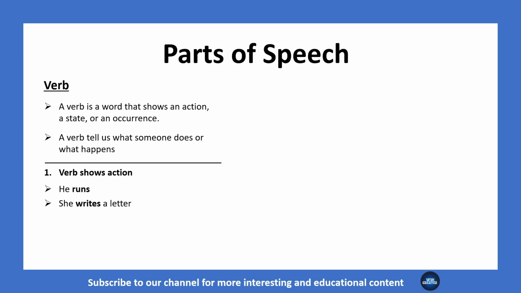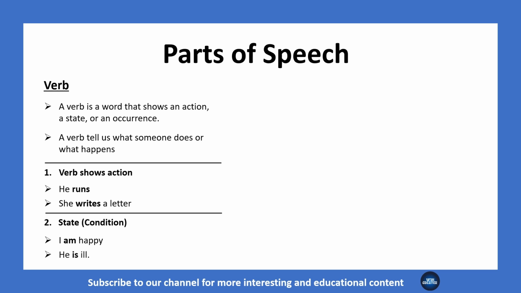Let's move towards verbs showing state or condition. Some verbs do not express action. Instead, they describe the state, condition, or situation of the subject. These are often called linking verbs. Here we have an example. I am happy. The word am is the verb. It does not show action. It links the subject I to the adjective happy, which describes the subject's condition.